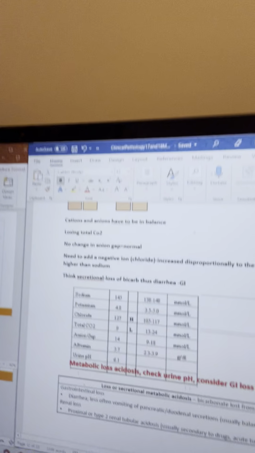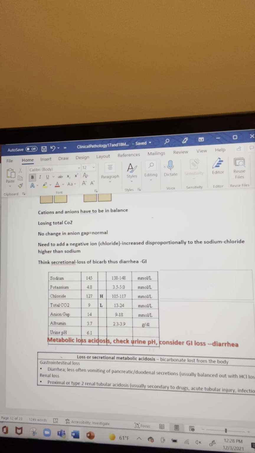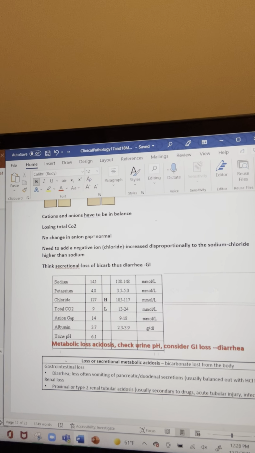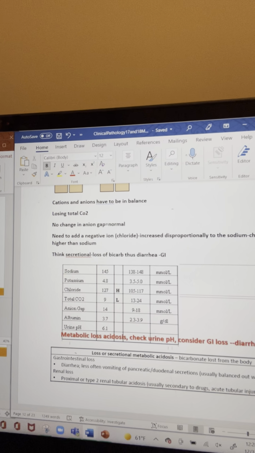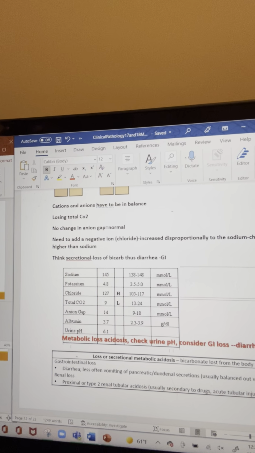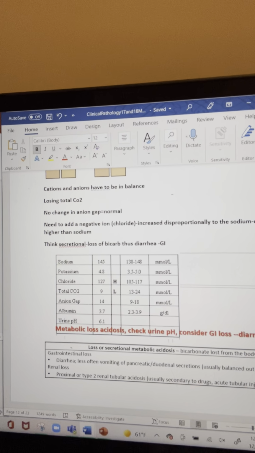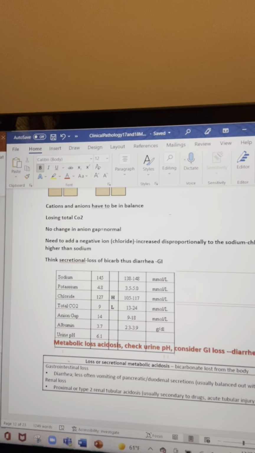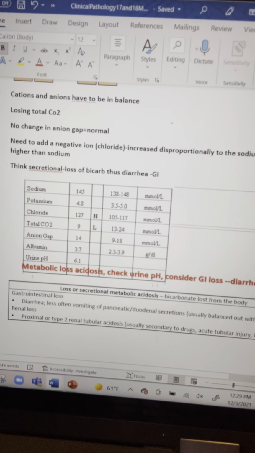So here is a case we looked at. Cations and anions have to be in balance. Here we have losing total CO2. There's no change in the anion gap, so that's normal. So we need to add a negative ion, that being chloride. This increases chloride, so it becomes disproportional to the sodium. So here we would think secretional metabolic acidosis. We also want to check the pH of the urine, and we want to consider GI loss, so diarrhea in this case.